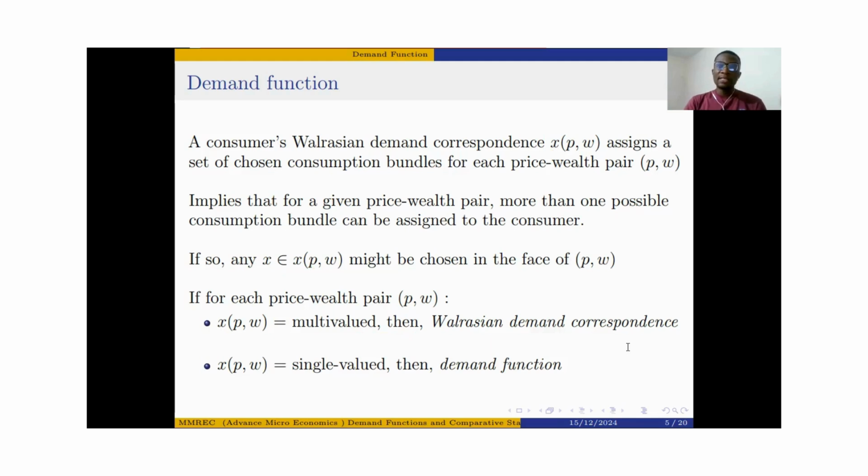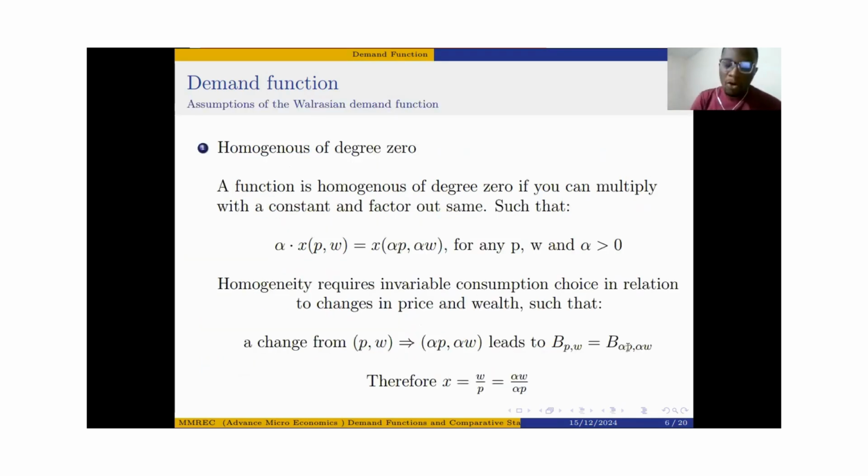Yes, so now let's take some assumptions about the Walrasian demand function. Understand, we've moved from the Walrasian demand correspondence to the Walrasian demand function. With the Walrasian demand function, there are certain assumptions that we need to hold. One is the homogeneity rule, suggesting that the same proportionate change in price and wealth should lead to no change in the bundles.